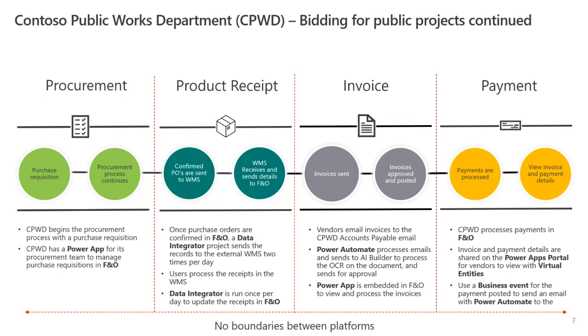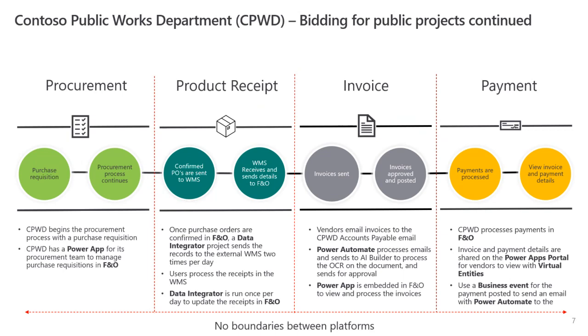And in my scenario, I'm assuming that we're using a third-party warehouse management system. So I configured the data integrator to push products, purchase order headers, and lines out into my fictitious WMS system. In my case, I'm just pointing it to another CDS environment, but that could have just as easily been a SQL Server or any other data source that the data integrator supports. In my case, the integration is scheduled to run nightly to push those approved purchase orders out to the WMS.